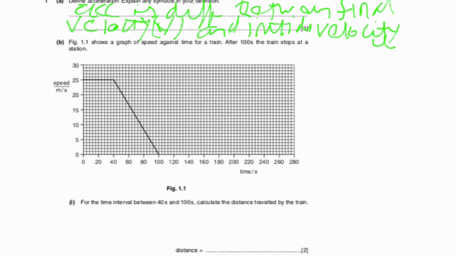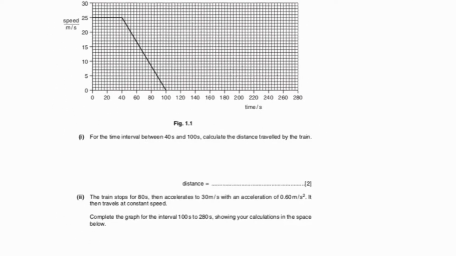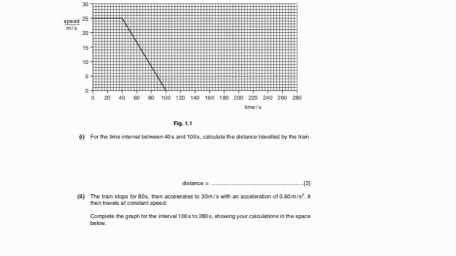So we can see the part 1 question is this. For the time interval between 40 seconds and 100 seconds, calculate the distance travelled by the train. So they have asked distance. For finding the distance, we can see one triangle is formed here between 40 and 100 seconds. The area under this triangle will give the distance travelled here.